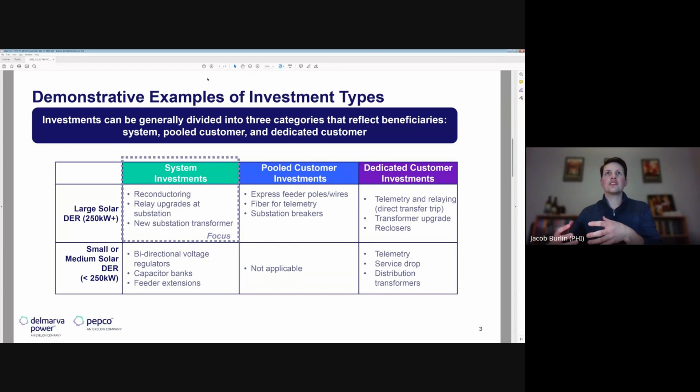The solar ready energy system really focuses on large solar investments that are triggering system-wide investments, where there's benefits to a larger subset of customers, which looks like things like reconductoring, new substation transformers, or relay upgrades at the substation. As we've talked about today, some of those larger, more expensive upgrades that happen, it's important to recognize that the beneficiaries of those types of system investments are broader than just the interconnecting customers.